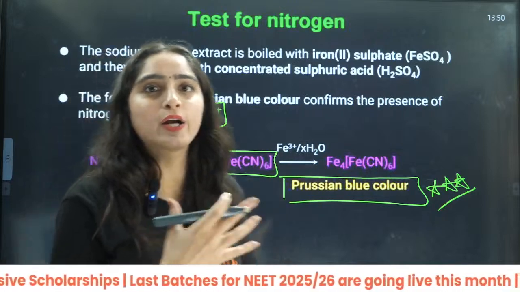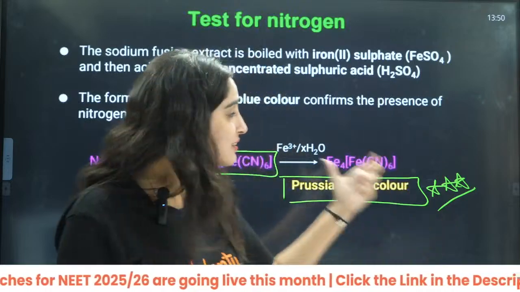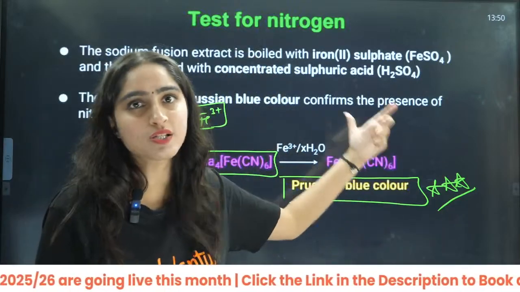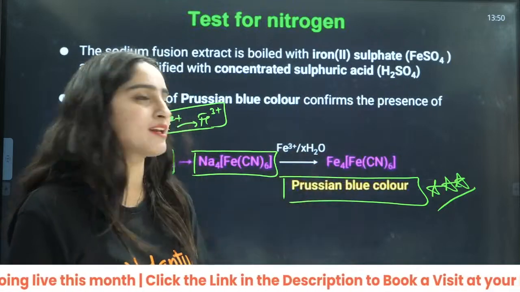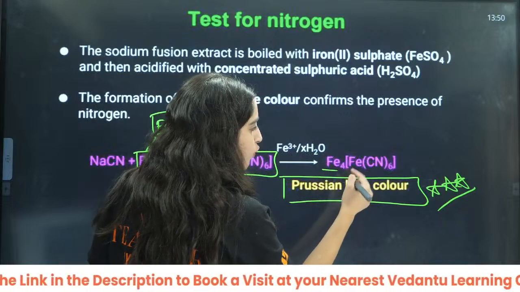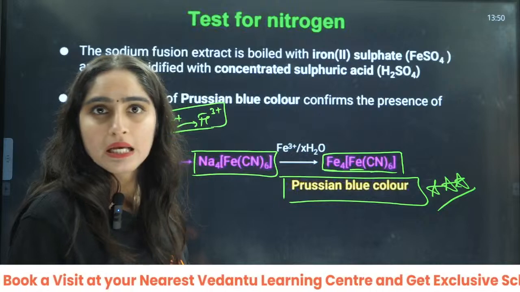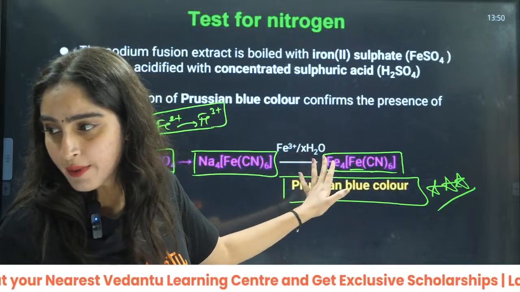Because we don't want it to get oxidized, that is why we were using coordination compound. And here that coordination compound is formed, right? So this is your iron, Fe4, Fe, then CN6. This becomes your Prussian blue, right? Okay, so we have studied about this.